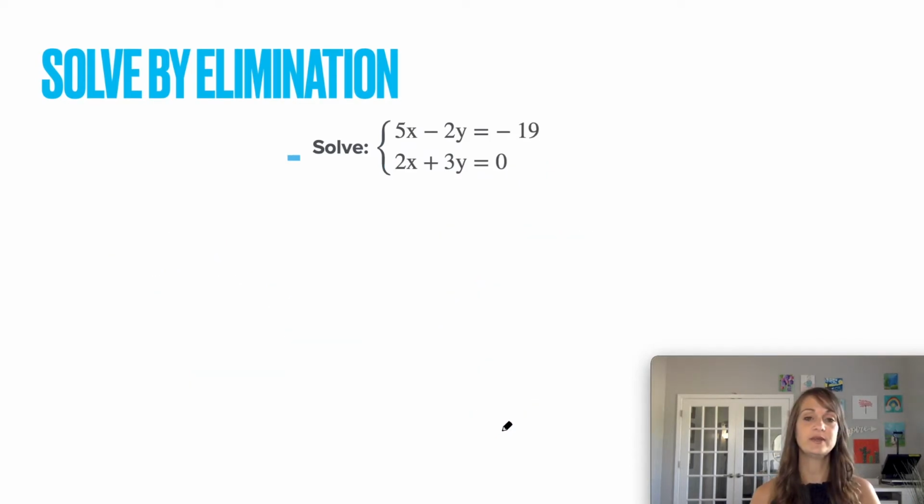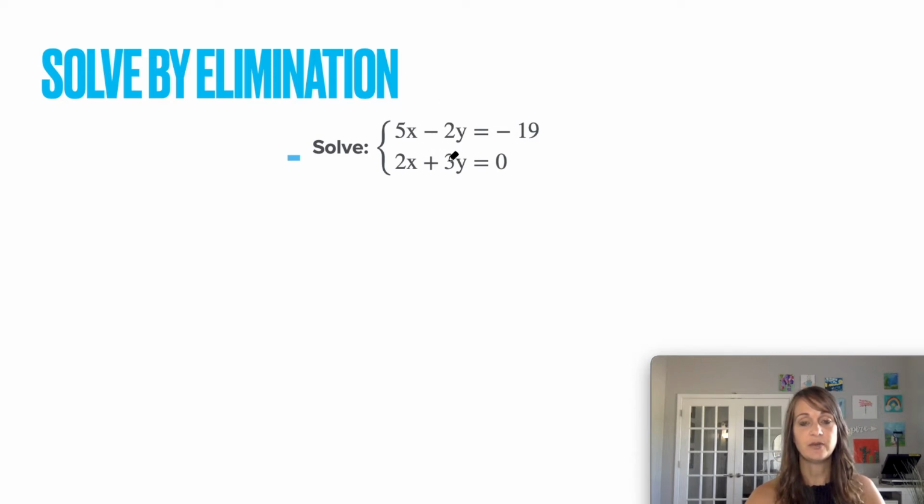In this case, it's a little bit different because we don't have an easy way in order to get a variable that would have the same coefficient. This 5 and 2 have nothing in common. This 2 and 3 have nothing in common. I do notice that the y's at least have opposite signs. So I'm going to use the y's to do my elimination.